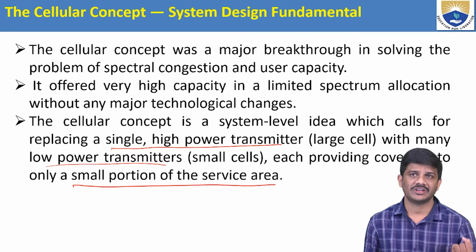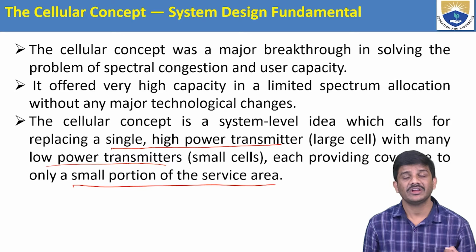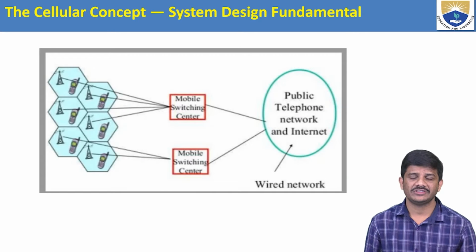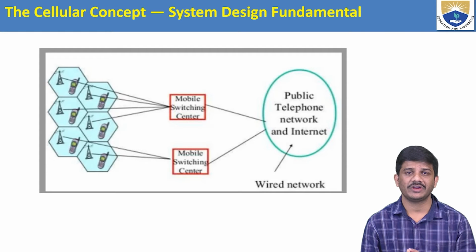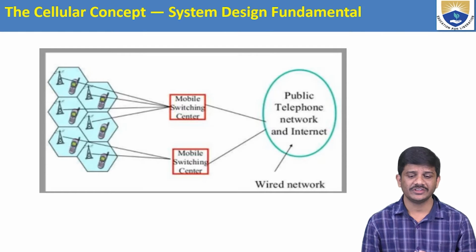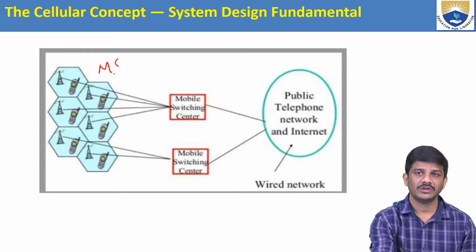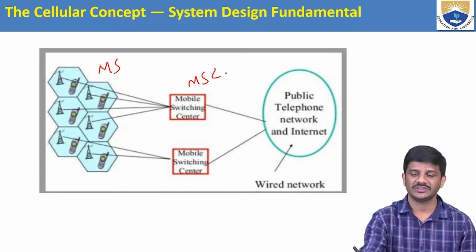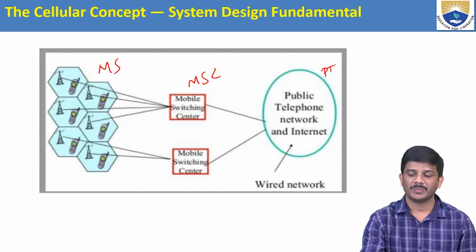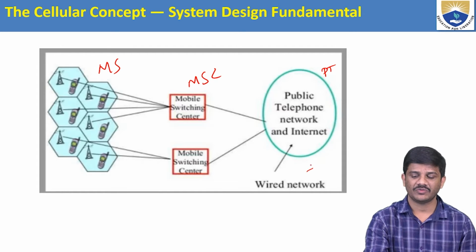Okay, that is some system design fundamentals of the cellular concept. We already saw this in the previous class with the graphical picture. Here we can see these are the mobile stations. This is the MSC, the mobile switching center. This is the PSTN, the public telephone network and internet. This is a wired network.